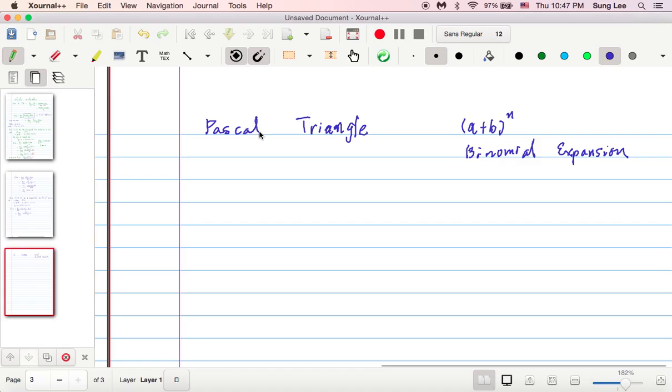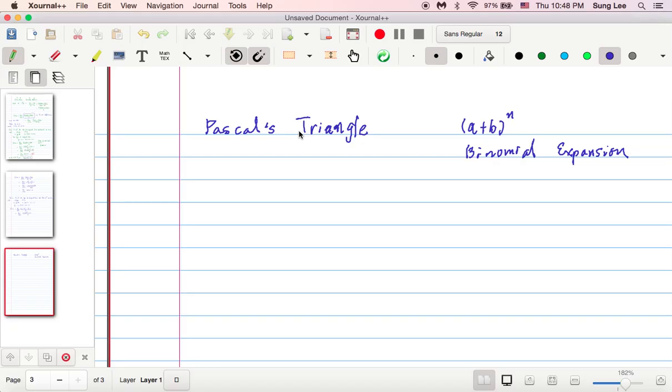Pascal. Okay, Pascal's triangle is named after the famous French mathematician. He was not actually a professional mathematician, an amateur mathematician. When I say he's not professional, it means he was not a professionally trained mathematician. But his contribution to mathematics is just humongous. He's also the guy who invented the branch of mathematics called probability.